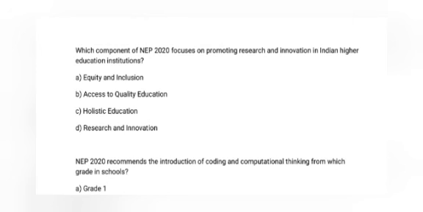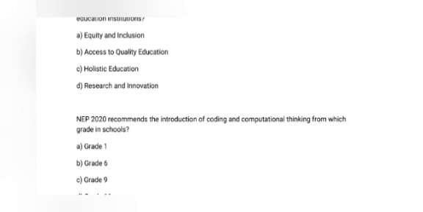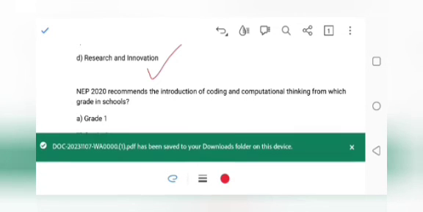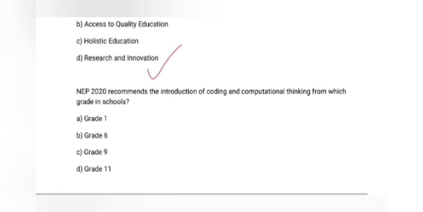The first question that we have got is, which component of NEP 2020 focuses on promoting research and innovation in Indian higher education institutions? Equity and inclusion, access to quality education, holistic education, or research and innovation. So the correct answer will be research and innovation that we have got in number D.